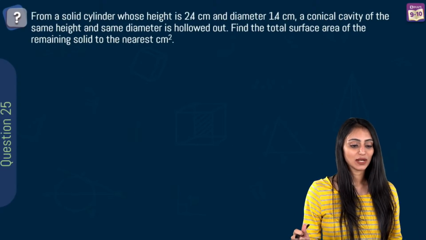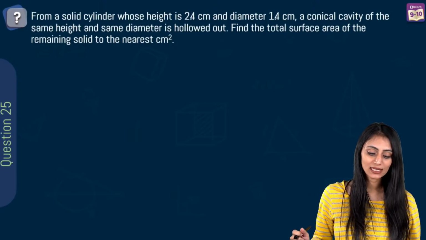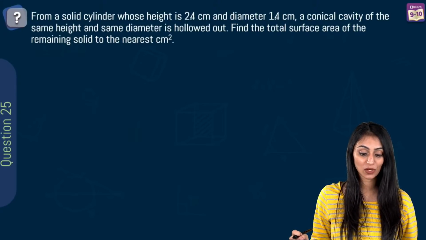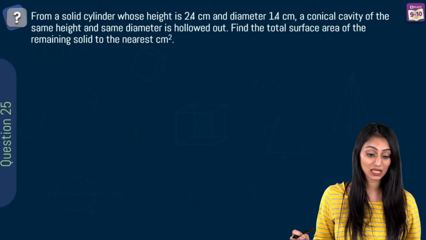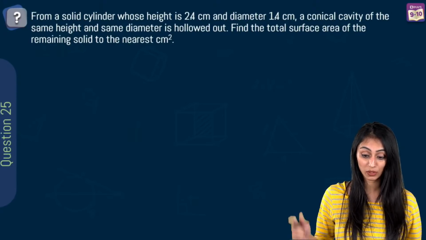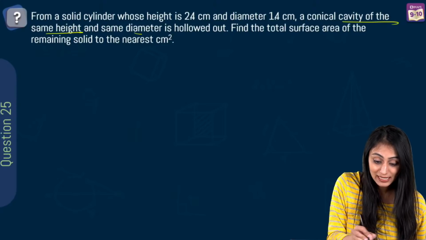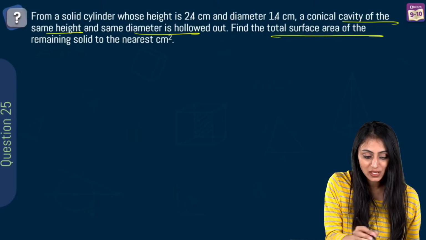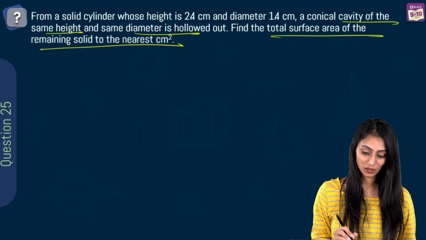Let's move ahead. Let's take a look at the next question, number 25. From a solid cylinder whose height is 2.4 centimeter and diameter is 1.4 centimeter, a conical cavity of the same height and same diameter is hollowed out. Conical cavity, same height, same diameter, that is hollowed out. Find the total surface area of the remaining solid to the nearest centimeter square.